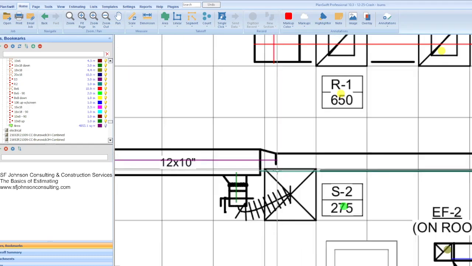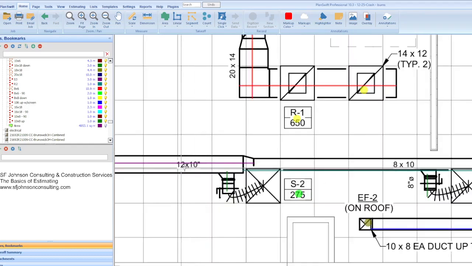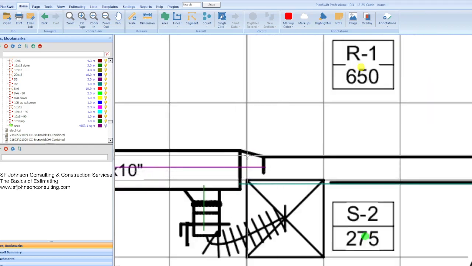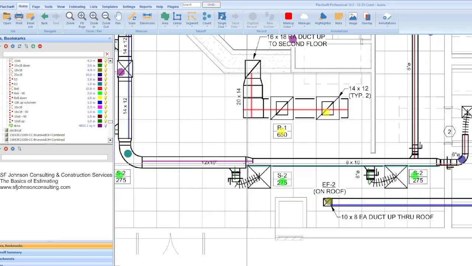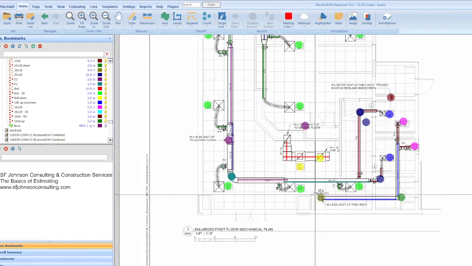Okay, and then you have to make allowances for these adapters where we go from 12 by 10 to an 8 by 10. We can add 10%. You can look in the cost book and find that adapter that changes from this to that. All of those things need to be taken into account, even though you don't really see it on the plan. You need to think about it when you do that.